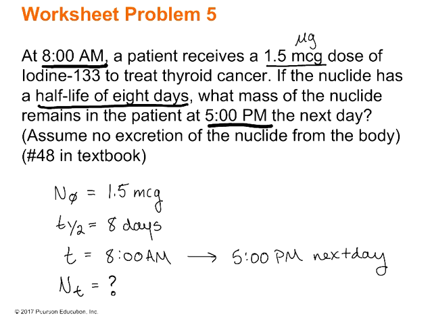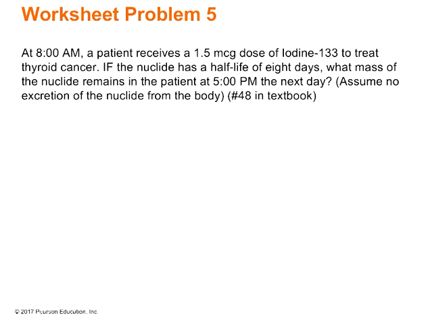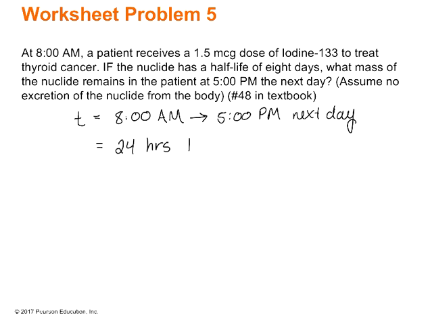Okay, so maybe what we should do first is figure out how much time has actually passed from 8 a.m. to 5 p.m. the next day. So let's just kind of narrow down what that is. Okay, so if we're going from 8 a.m. on day 1 to 5 p.m. on day 2, we know that at least 24 hours has passed. And then how many hours would there be after that? So if we're assuming we're at 8 a.m. day 2, then 9, 10, 11, 12, 1, 2, 3, 4, 5. Okay, so I counted on my fingers. That was 9 hours. Okay, so if we add those two together, we get 33 total hours.